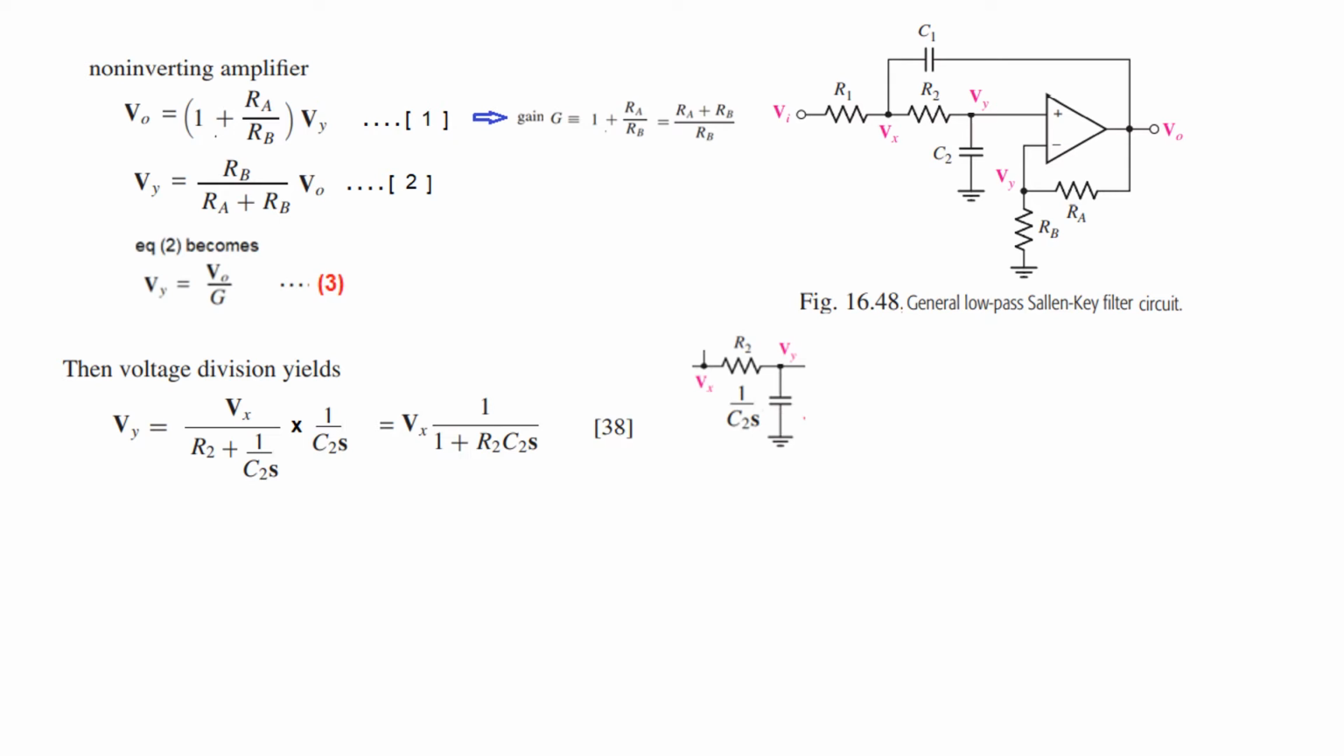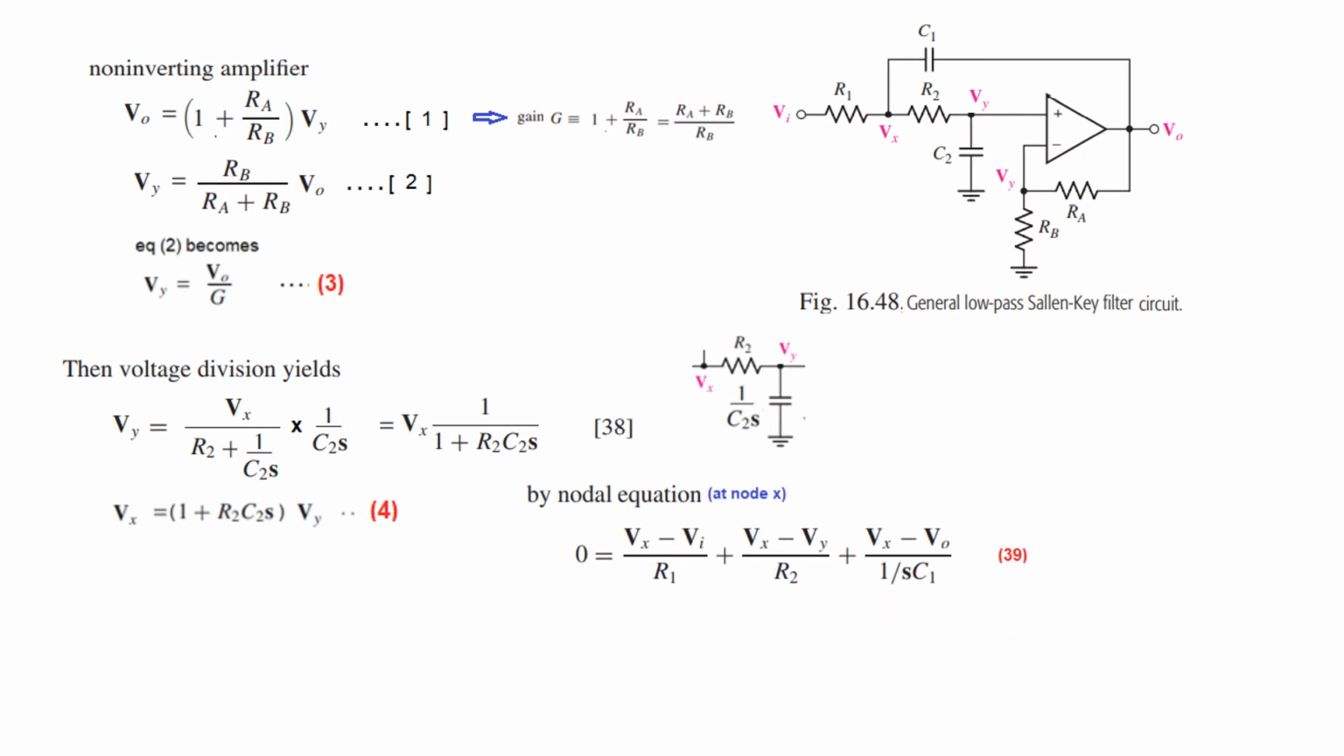Now if you look at this portion, which I have redrawn here, we have converted the capacitor into S domain, and we'll now try to find out the relation between Vy and Vx. So Vy, this voltage here, can be written as Vx divided by this impedance, R2 plus 1 over C2s, multiplied by this impedance, 1 over C2s, which is equal to as shown here. And so from here we get Vx in terms of Vy by this equation. So this is our another equation.